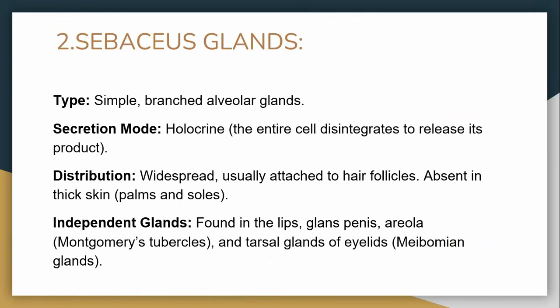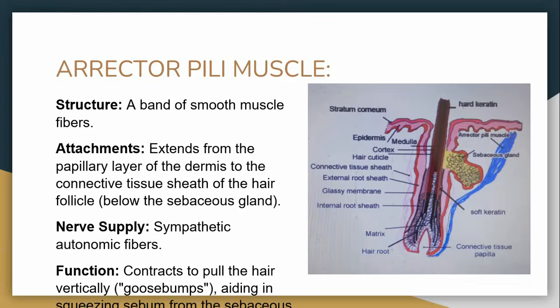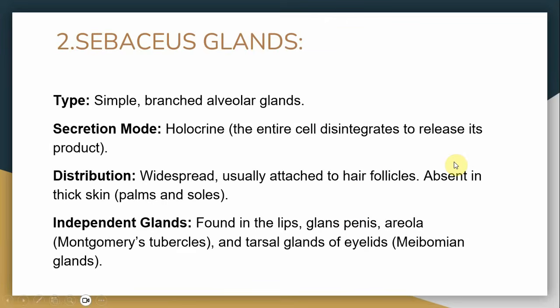Now, the second appendage which we are talking about is the sebaceous gland. It is a simple branched alveolar gland. It is holocrine in secretion mode, and the entire cell disintegrates and releases its product. It is distributed widely across the body, and this is attached to the hair follicle. जिधर जिधर आपका hair मौजूद है उधर उधर आपका in short sebaceous gland भी मौजूद है जो कि इसकी root के अंदर खुल रहा है. Multiple images have shown that clearly that this is the sebaceous gland and this is how it's opening.